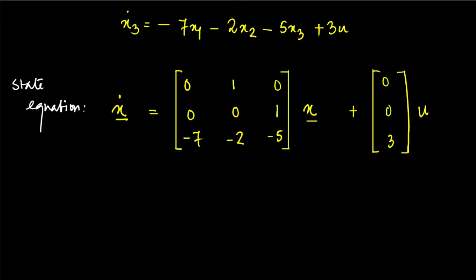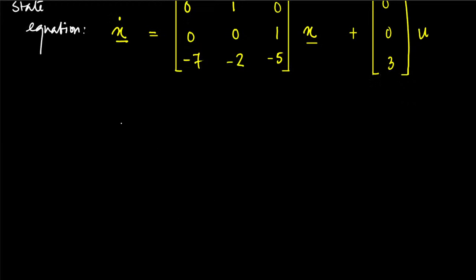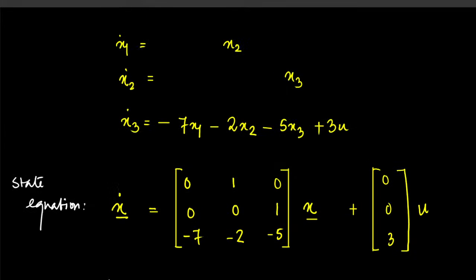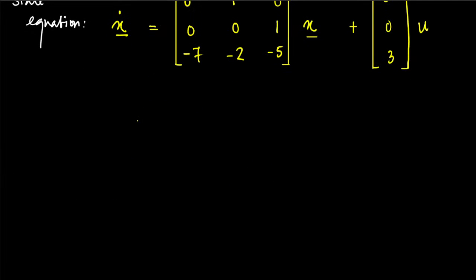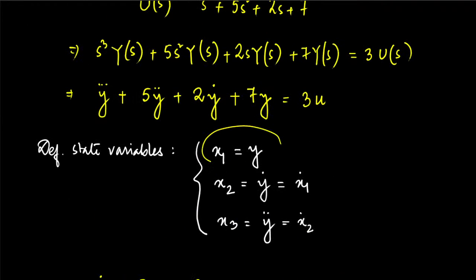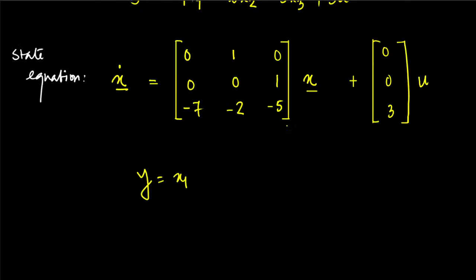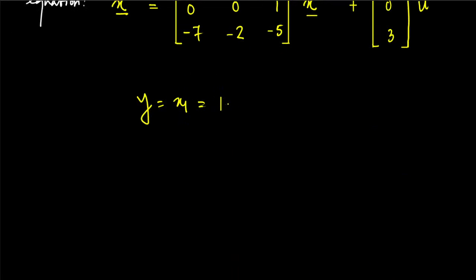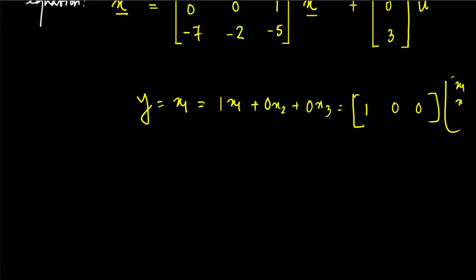Okay. And similarly, what is the output equation? The output equation is very simple. We know that the output is just x1. Okay, just x1 is the output because that is how we defined it. Notice very carefully. The output is just x1. And of course, x1 is just 1x1 plus 0x2 plus 0x3. And that's how this becomes 1, 0, 0. And then we have x1, x2, x3. Okay, and that simply becomes 1, 0, 0, and x, right?